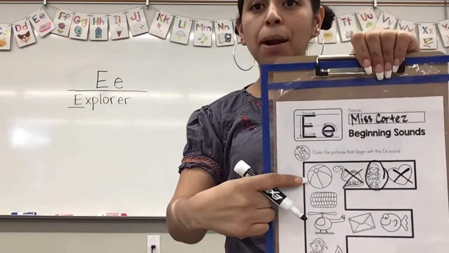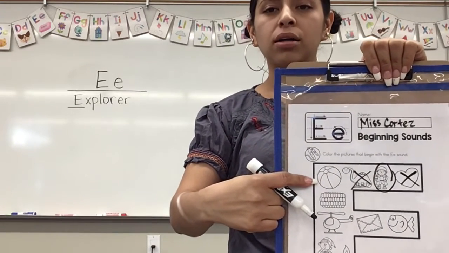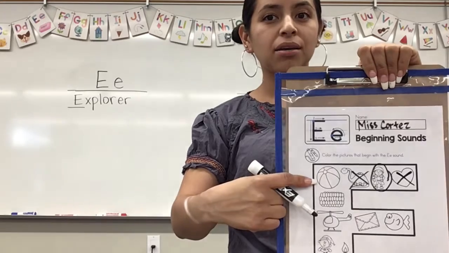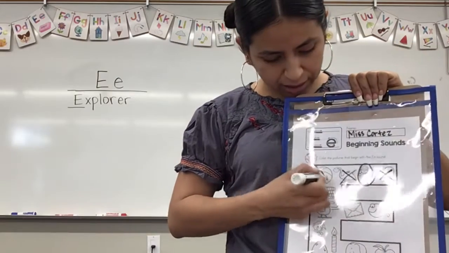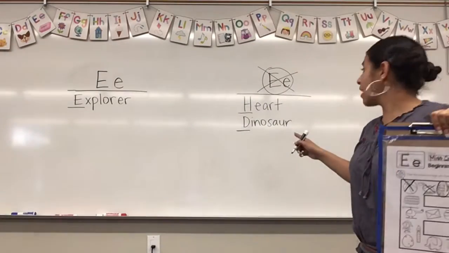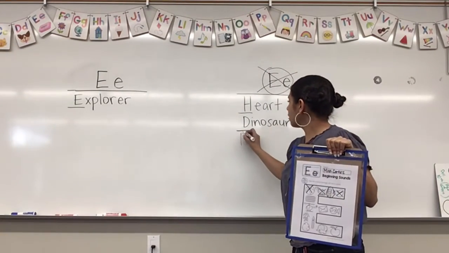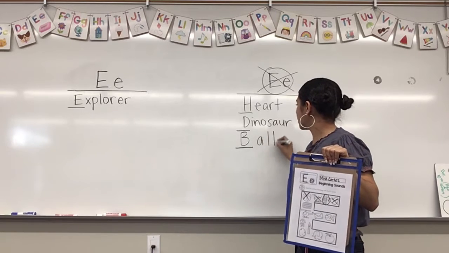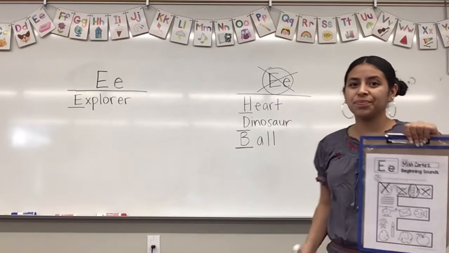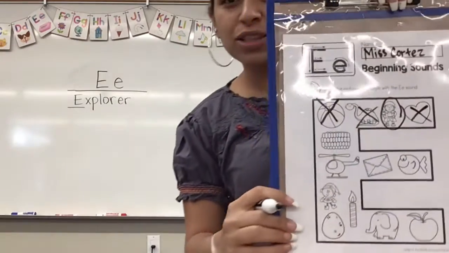All right, TK, let's look at our next one. What about our ball? Does ball begin with the sound? No, right? So we're gonna put an X on ball and we're gonna write that word on the side that does not begin with the letter E. So you can see that it begins with the letter B. Ball.